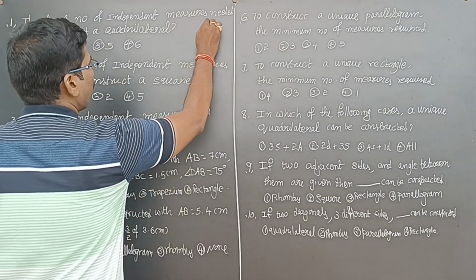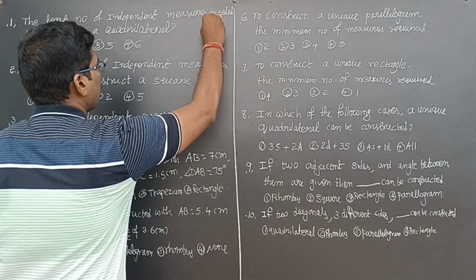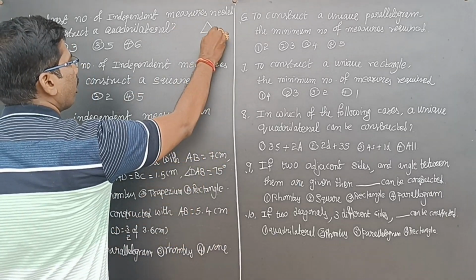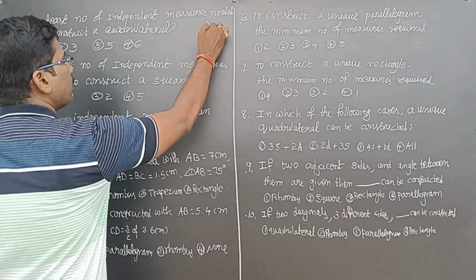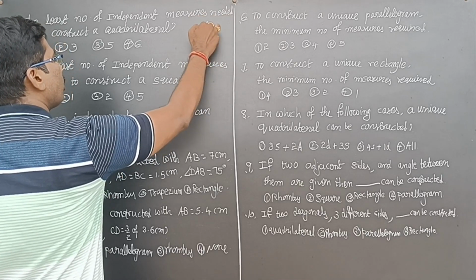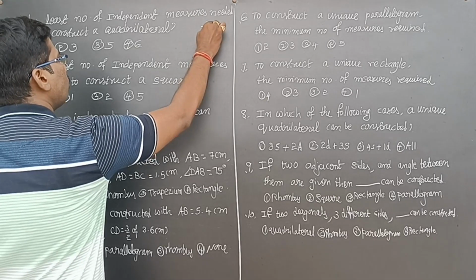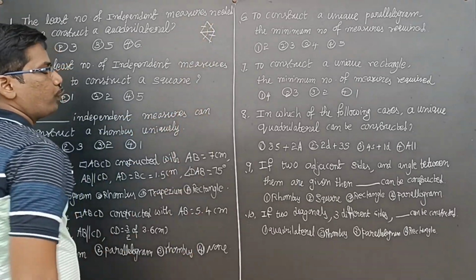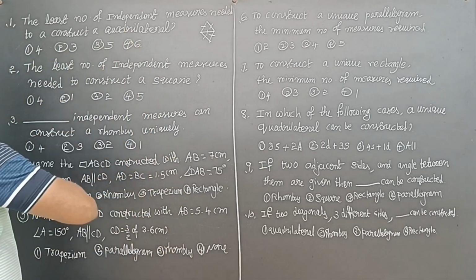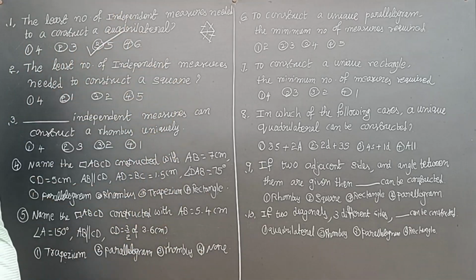See here. These are the 3 measurements. If you take this as the diagonal, then the remaining 2 sides will be like this. If you take this as the diagonal, the remaining 2 sides will be like this. So overall 1, 2, 3, 4, 5. So 5 independent measurements are needed for constructing a quadrilateral. So option 3 is the right answer.